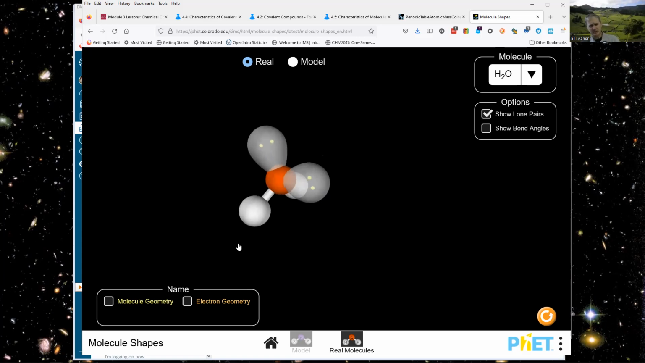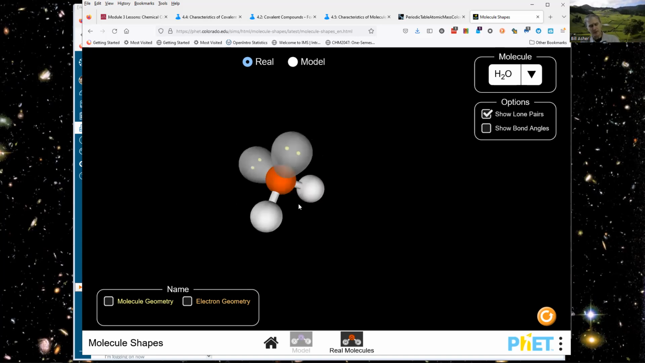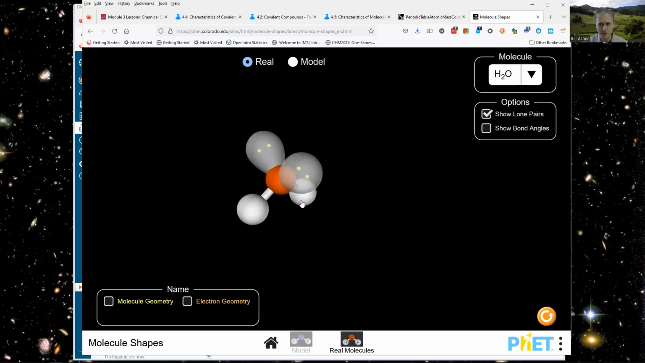And this is what's called valence shell electron pair repulsion theory. And by knowing the number of lone pairs on the atom and then the number of bonds to the other atoms bonded to it, you can sort of figure out what the geometry of the molecule is. Okay, so we can look at another one.